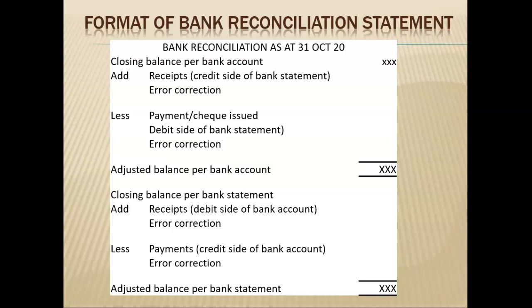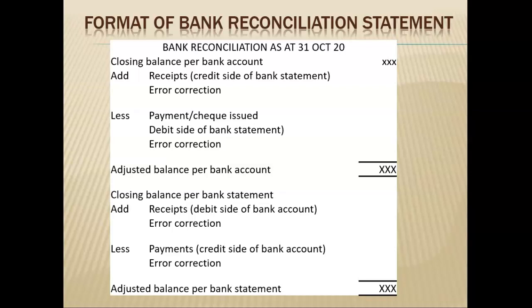Any record that has not been recorded in the bank statement, so you need to look at the credit side of the bank account and also the error corrections. Then again, the same as the first part of your bank reconciliation statement, you will have the adjusted balance per bank statement. So these two, the adjusted balance per bank account and the adjusted balance per bank statement, should be the same. If not the same, then there's something wrong somewhere.